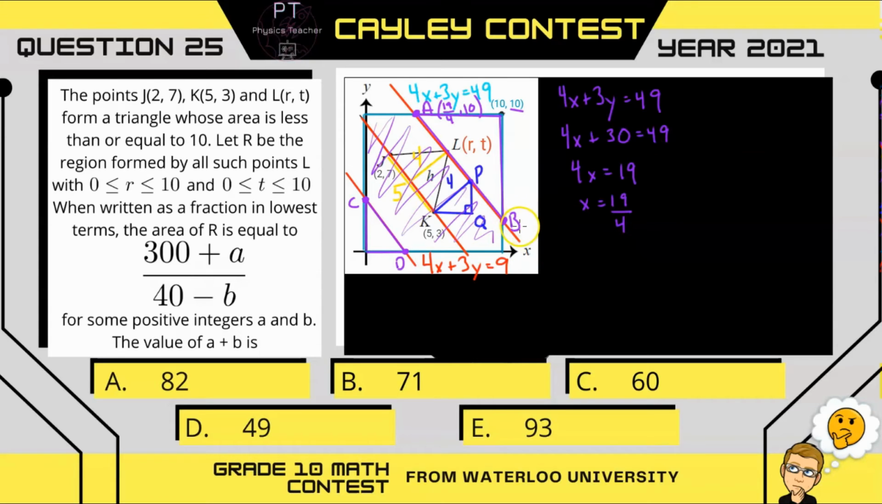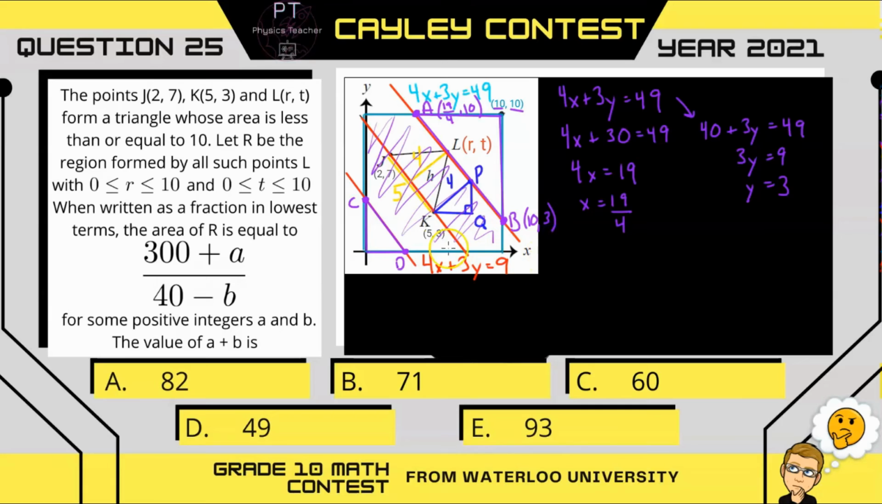All right, let's find B. Now B is going to have this x coordinate of 10. So we'll substitute 10 in for x into this same equation. So we'll have 4 times 10, which is 40, plus 3y equals 49. So that gives us 3y equals 9, or y equals 3. So B is going to have an x coordinate of 10 and a y coordinate of 3.